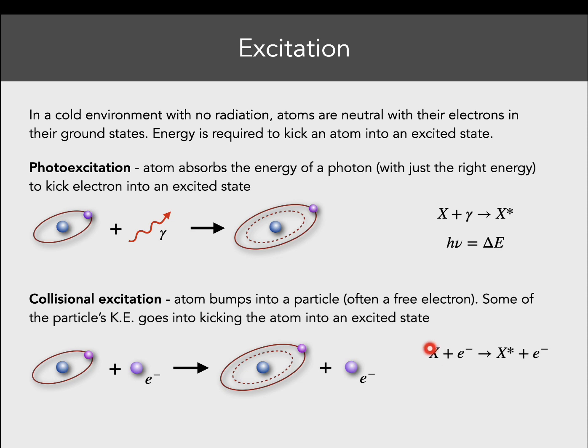So we could say that our initial atom, plus an electron or any other particle, leads to an excited state, and then you still have that initial particle left over. It's just going to have less kinetic energy than when it started out. So the energy balance equation says that the energy difference in the excited state compared to the initial state, that delta E, is just got to be the difference in kinetic energies of the electron before and after the collision.